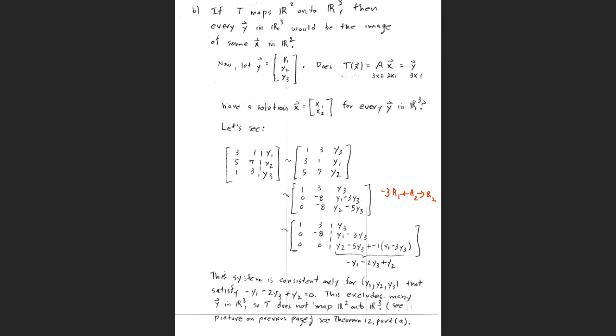And then I want a 0 here, and I want a 0 where the 5 is. So I have to take -5 times row 1, add that to row 3, and replace row 3 with that summation. Okay, and what I'm trying to do is get this augmented matrix into echelon form.